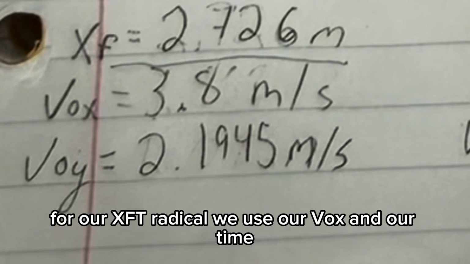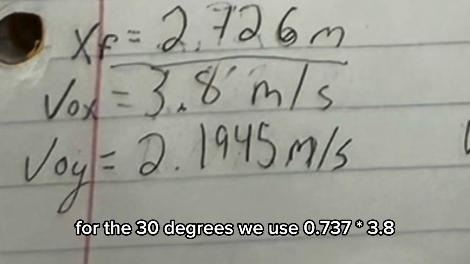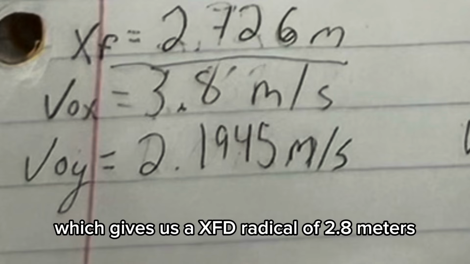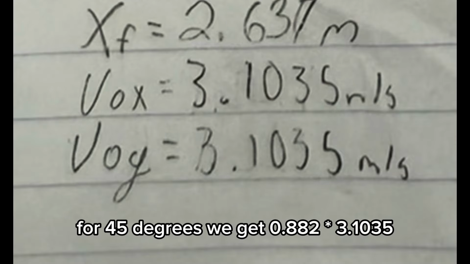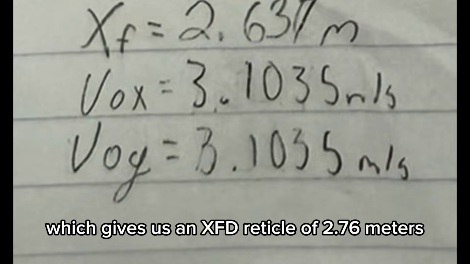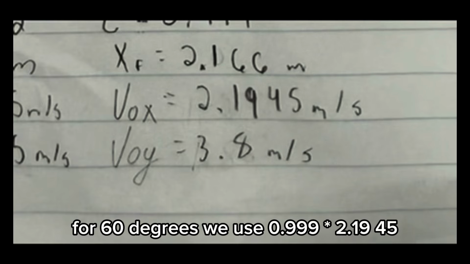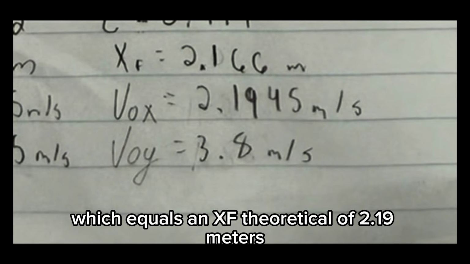For our XF theoretical, we use our V0X and our time. For the 30 degrees, we use 0.737 times 3.8, which gives us an XF theoretical of 2.8 meters. For 45 degrees, we get 0.882 times 3.1035, which gives us an XF theoretical of 2.76 meters. For 60 degrees, we use 0.999 times 2.1945, which equals an XF theoretical of 2.19 meters.